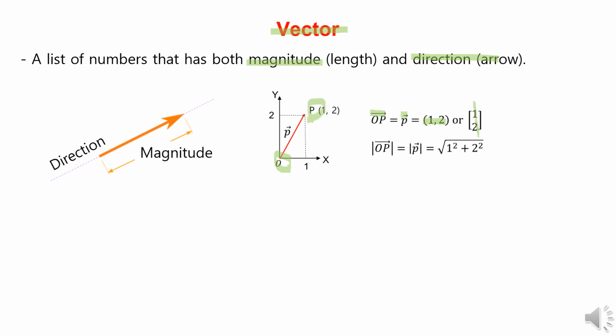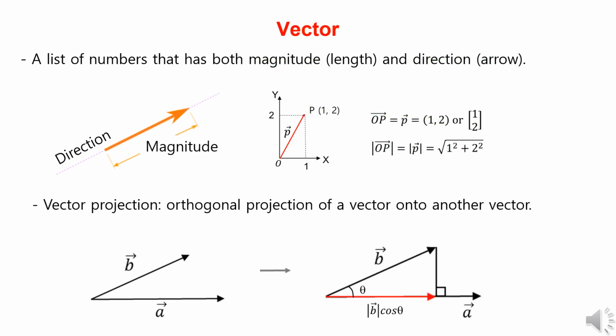The magnitude of a vector is determined by calculating the square root of the sum of the squares of its individual components. Also, when we encounter the concept of projection in principal component analysis, PCA, it refers to the projection of one vector onto another. Let's say we have two different vectors, A and B.